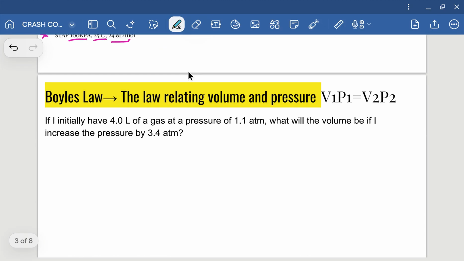The first law that you would learn is Boyle's law. This is the law relating volume and pressure. So V1 times P1 equals V2 times P2. With this law, just remember that it is a change in volume or a change in pressure.